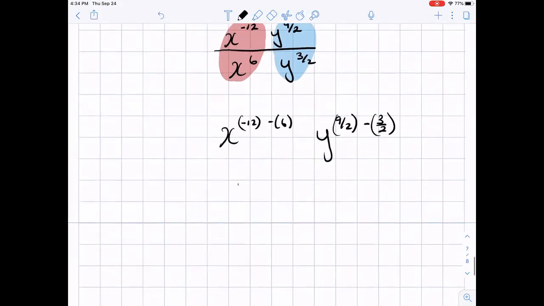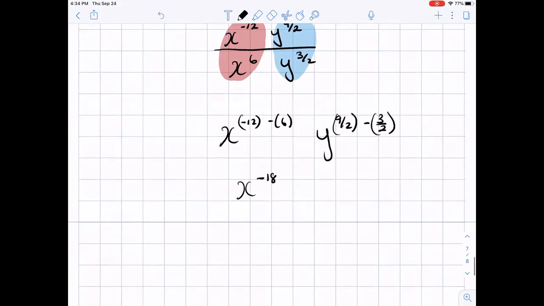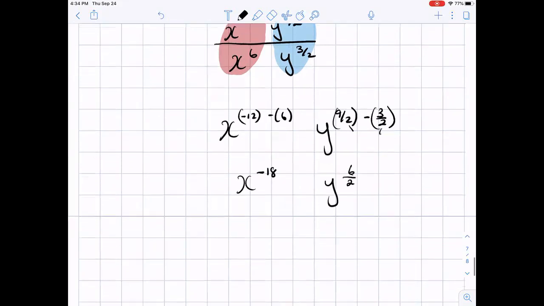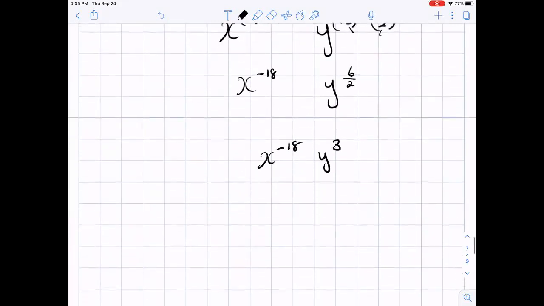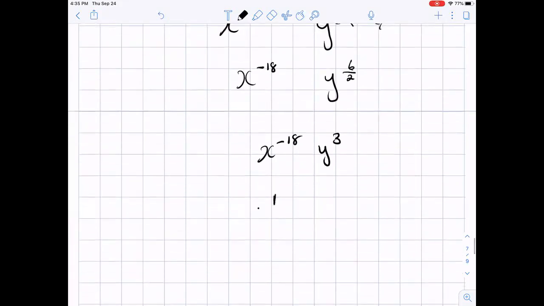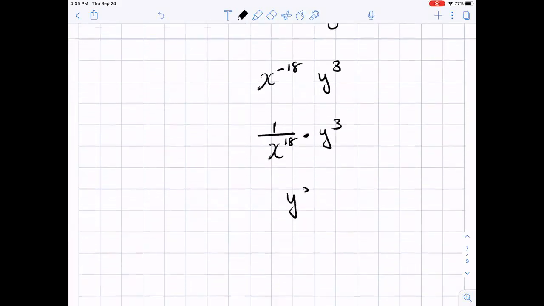So we don't have any fraction for the x, so this just becomes minus 12 minus 6, which is minus 18. And for the y's, the denominator is already the same, so it stays. And 9 minus 3 is 6. And 6 divided by 2 happens to be 3. But we cannot leave a negative power, so this becomes 1 over x to the 18th power, times y to the 3rd, which is the same as y to the 3rd over x to the 18th. And this is the answer I would prefer.